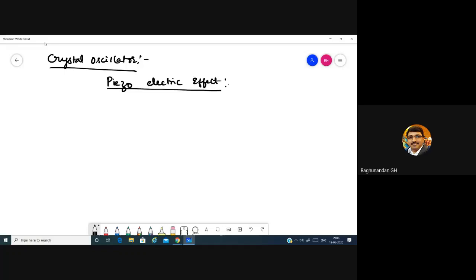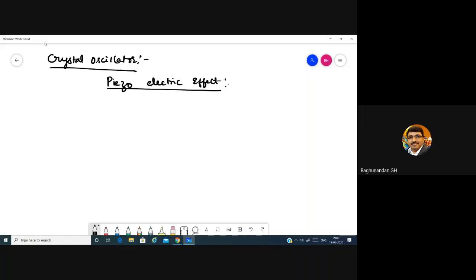Vibration means it is a mechanical phenomenon. Electrical signal means it's an electronic phenomenon. So it's vice versa. If you give an electrical signal, it gives mechanical vibration. If you give a mechanical stress, it gives you an electrical signal. Both ways are possible, so whichever way is possible in our application, we can try to use it. Because of this piezoelectric effect of the crystal, we are able to use it in our oscillators.